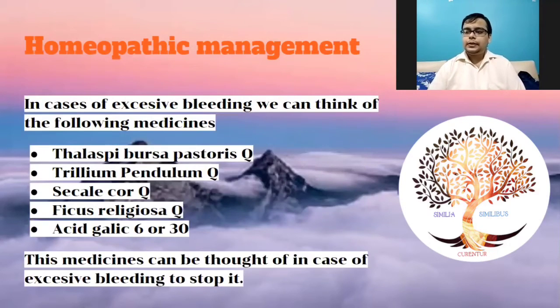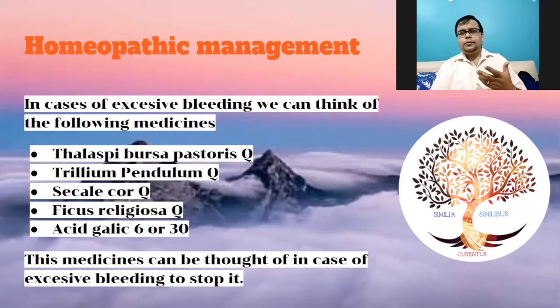In this kind of cases, we need to manage this bleeding with these medicines which I have listed in this slide, which is always helpful in controlling menstrual bleeding. A very good medicine is Thlaspi bursa-pastoris, especially whenever there's profuse bleeding in one month, followed by less amount of bleeding in the second month, again followed by profuse bleeding. In this kind of cases, we can think of Thlaspi bursa-pastoris.